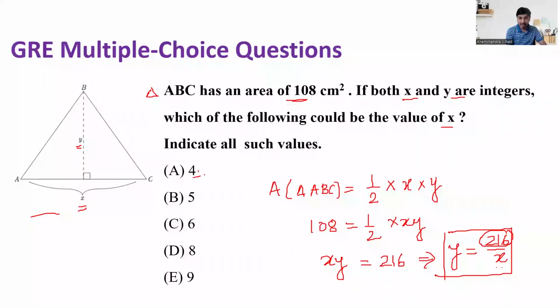So 216 is divisible by 4. 216 is divisible by 6, 216 is divisible by 8 also, and 216 is divisible by 9 also. So we have to indicate all the values. So that is 4, 6, 8, 9. These are the possible values of x.